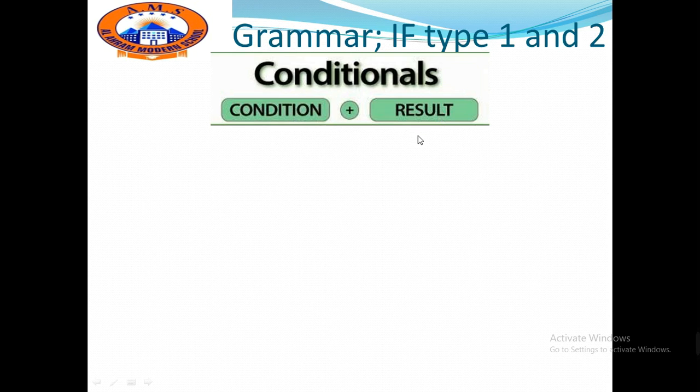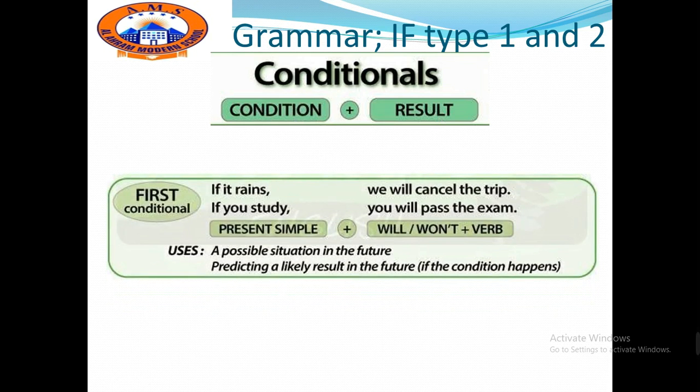In the first conditional, or if type 1, we form it by using present simple plus will or won't plus verb. So, in the first part of the sentence, we put if plus the present simple, and in the second part, in the result clause, we put will or won't plus verb. As you have here in the first example, if it rains, here it rains is a present simple tense. In the result clause, we have we will cancel the trip. If you study, you will pass the exam.